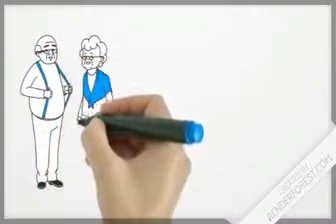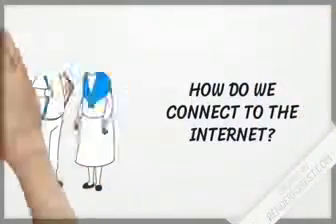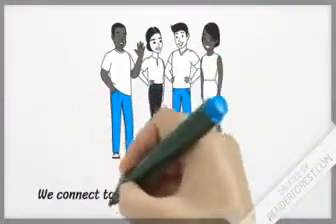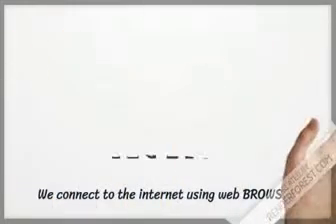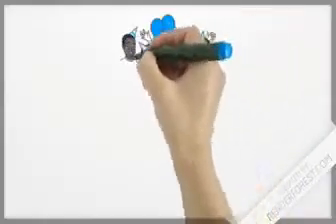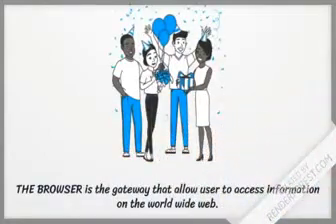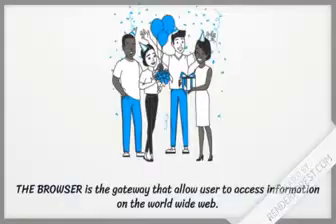Okay, we have talked about the hardware. How do we connect to the internet? We use a software called the browser. We use it to connect to the internet. We also have applications that will connect you directly to the internet on your mobile phones. The browser is your gateway to having access to the World Wide Web, that is, the internet service.